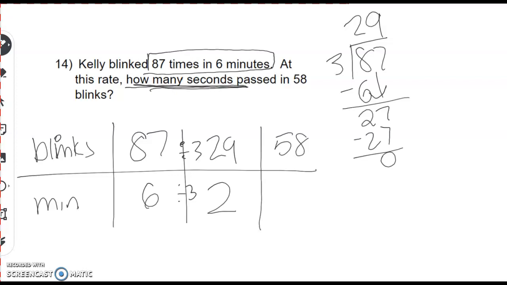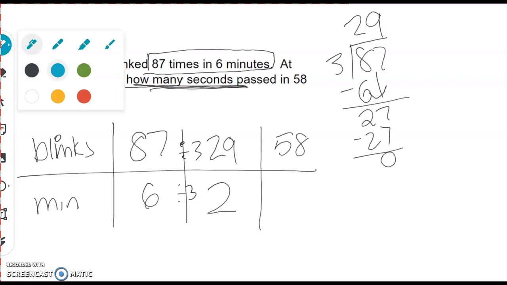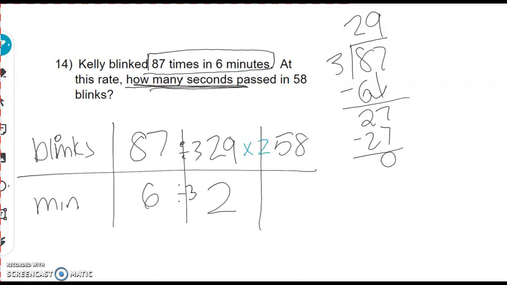Now I have to think, is there something I can do to 29 to get to 58? And actually there is. I can multiply it by 2. And I'm going to multiply the top and the bottom by 2. 29 times 2 is going to get me exactly 58. 2 times 2 is going to get me 4. So Kelly's going to blink 58 times in 4 minutes.